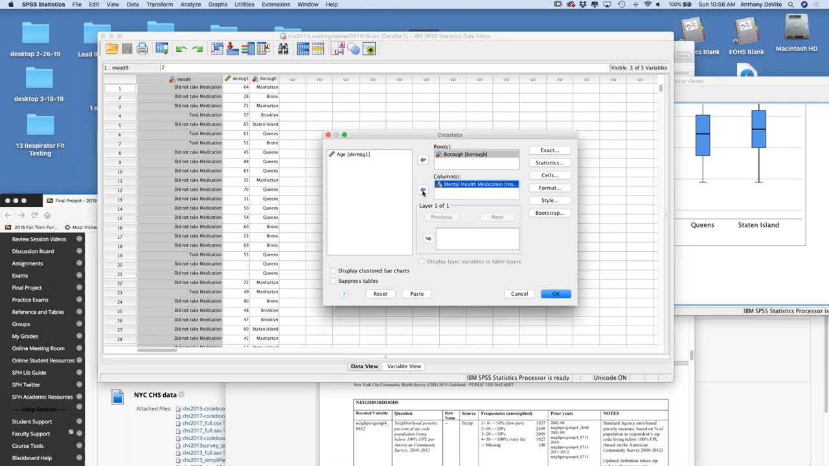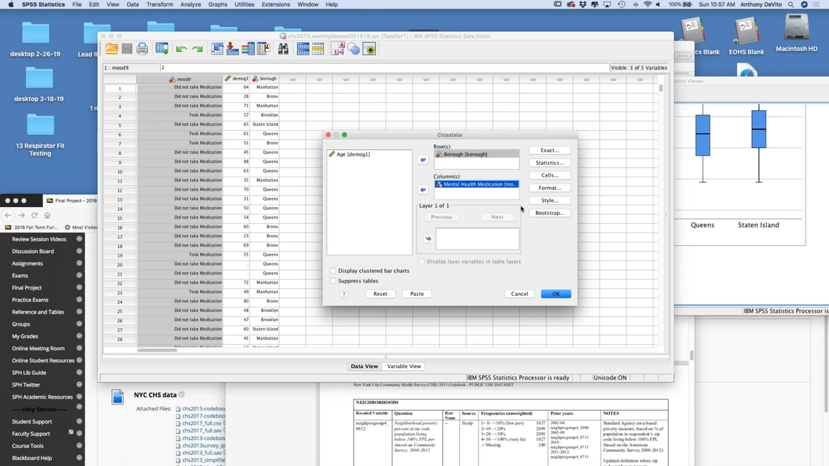Sometimes, when you're dealing with disease or not disease, it's a little easier to interpret what goes in the columns and rows. But in our case, the exposure is borough. In other words, we're going to compare Brooklyn to the Bronx, to Manhattan, to Staten Island. So we have all of those rows. And the columns is yes or no, they took the medication.